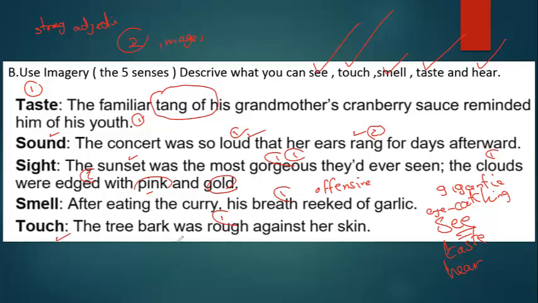Finally, touch. How can you describe if something is soft, something is rough, and so on? He said here, the tree bark was rough against the skin. So the word rough described what? Described what you can touch.